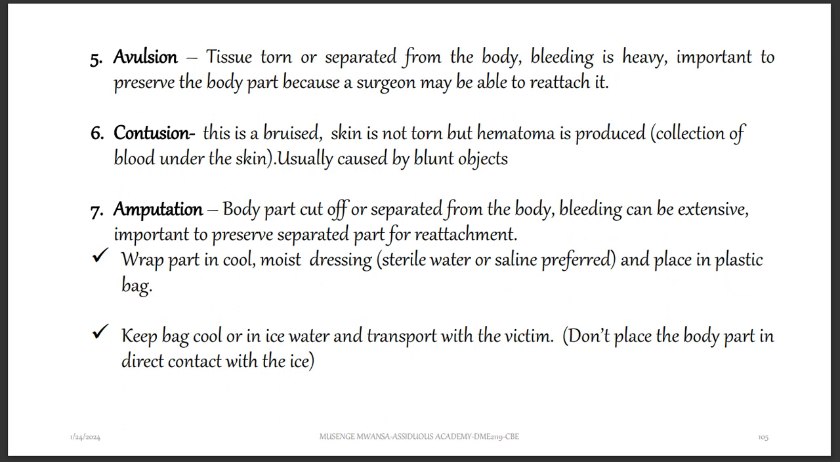Amputation is where a body part is separated or cut off. So bleeding is going to be very excessive, and it is important to preserve the separated body parts in case of reattachment where there is an amputation. So we are going to wrap the part of the body in a cool, moist dressing and place it in a plastic bag.